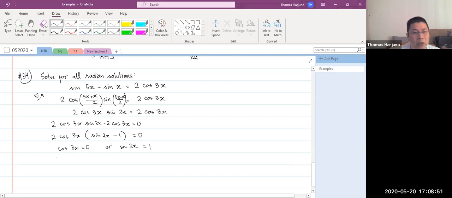Now cosine 3x equals to 0 when 3x equals to pi over 2 plus 2 pi k, or 3x equals to 3 pi over 2 plus 2 pi k. Is it right?